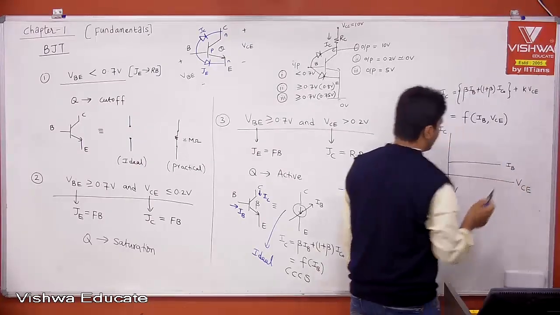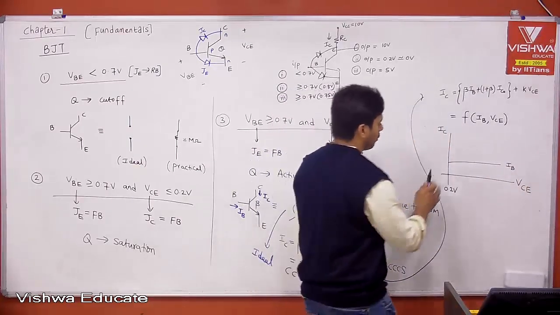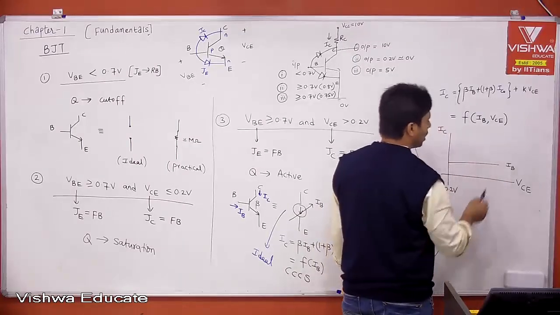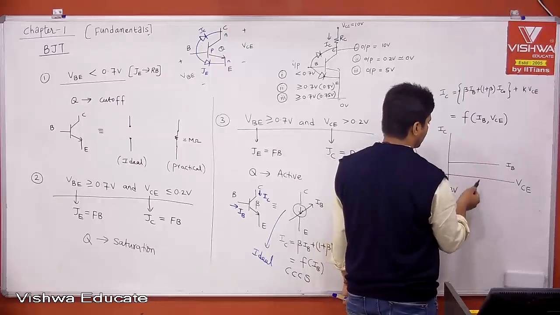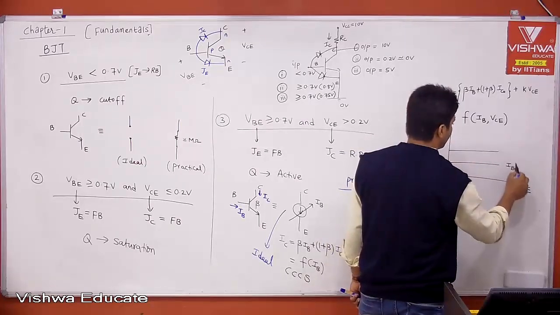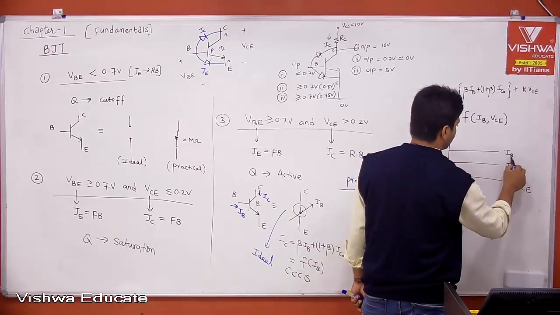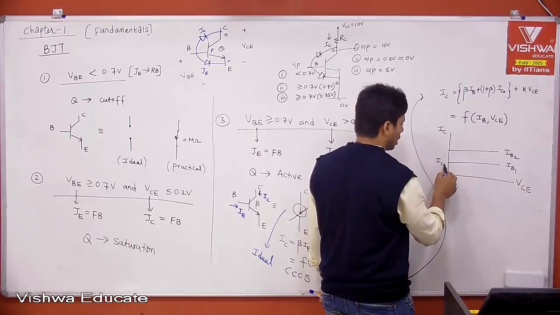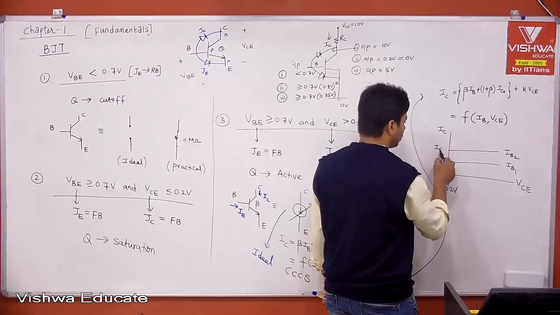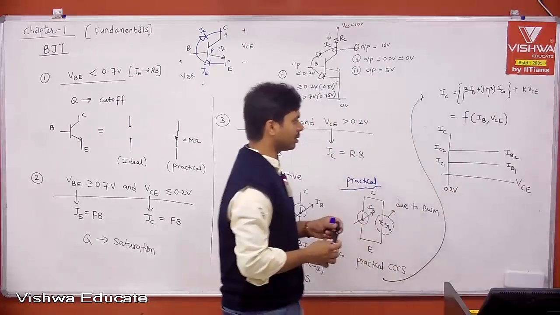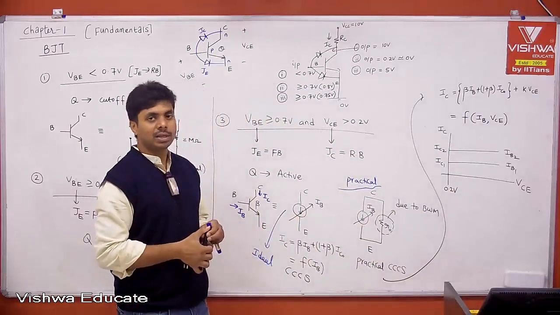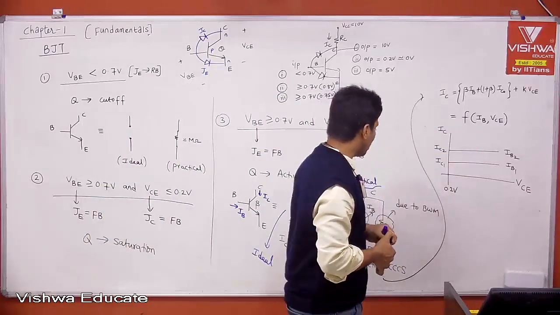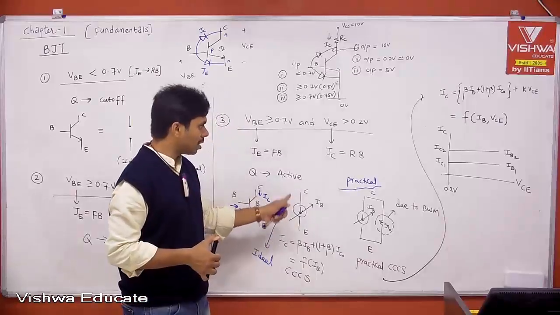For a given IB, your IC is constant, right? If you increase IB, your IC is also increasing, right? Let us say this is IB1, this is IB2. For a given IB, your IC is constant, that is your IC1. If IB is different, you'll get IC2. This is the ideal model, that is what people represent from output characteristics. If you give IB3, you'll get IC3. That is the ideal model, where it is an absolutely constant current source.